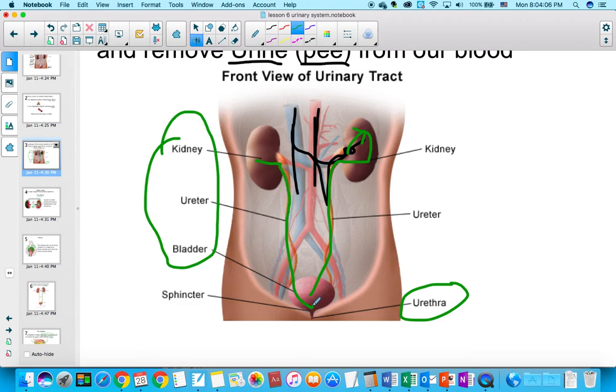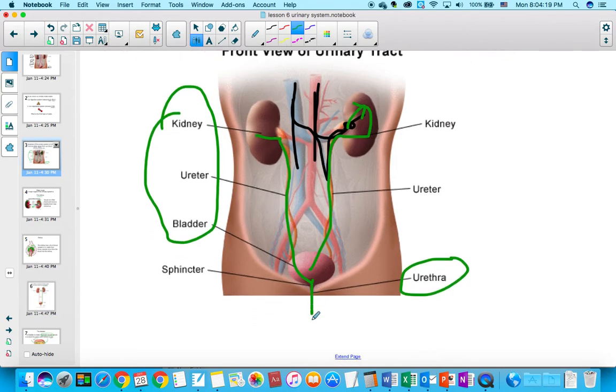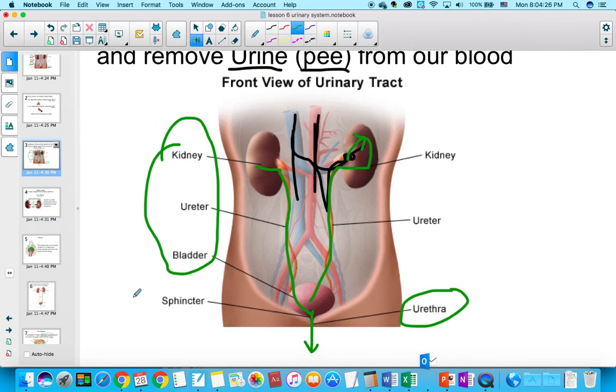The bladder then holds on to the pee until it's full. When the bladder's full, it sends a signal, right? And when that signal says, hey, time to pee, your bladder will then squeeze the pee, or the urine, out, and you will release your urine down through your urethra, and you will urinate, right? The bladder is made up of smooth muscle. You need to know that.